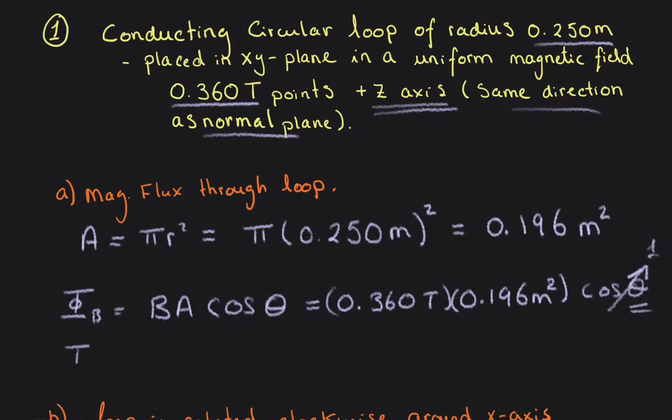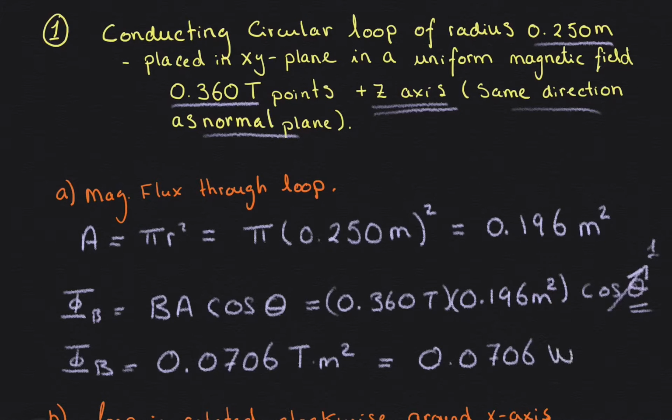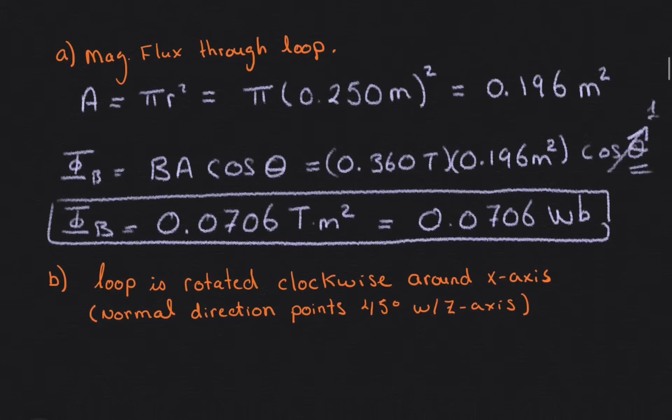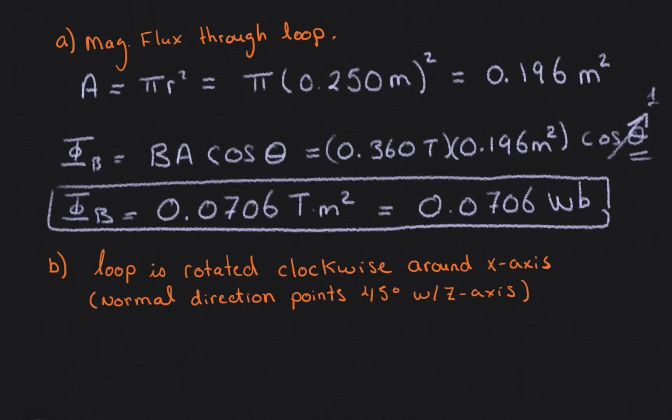So I have the magnetic flux, which will be a value of 0.0706 Tesla meter squared, which is equal to 0.0706 Webers. Same value. I am writing the same value in terms of Tesla meter squared or Weber. So if I introduce a Weber or a Tesla meter squared, we feel a little bit more comfortable that they are equivalent.